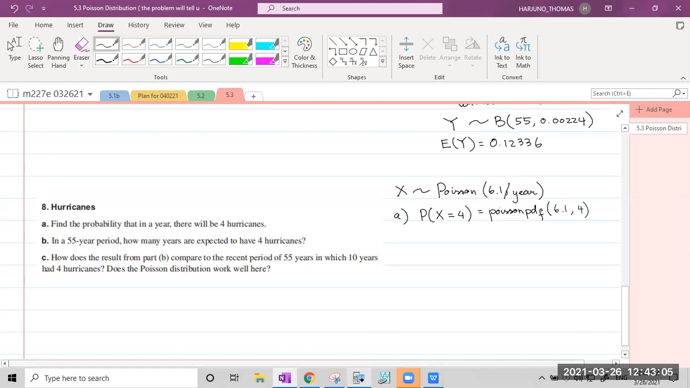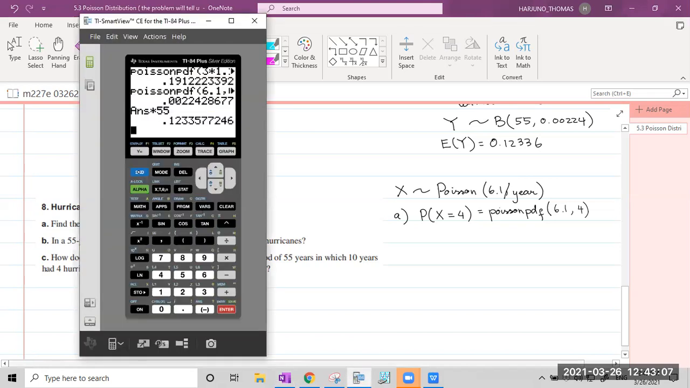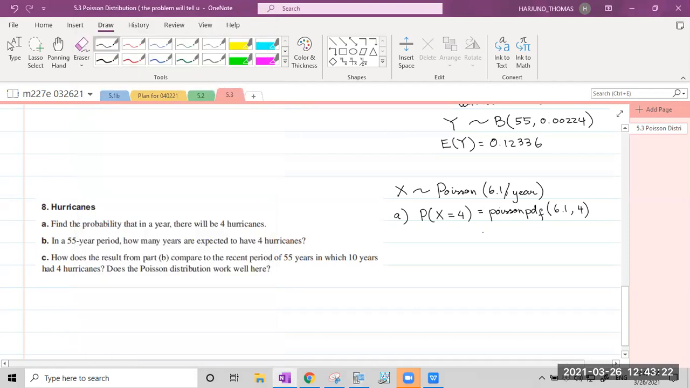Again, we use our calculator to compute Poisson Pdf (6.1, 4). We get 0.12939. So approximately 13% chance we have exactly 4 hurricanes.